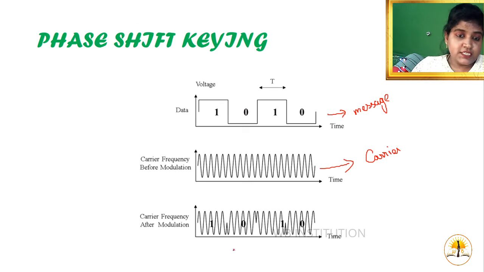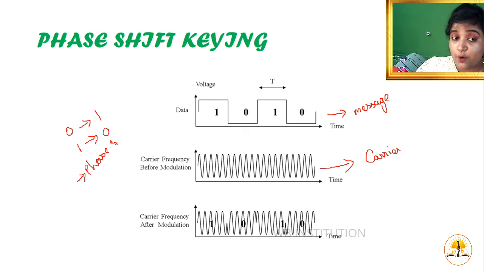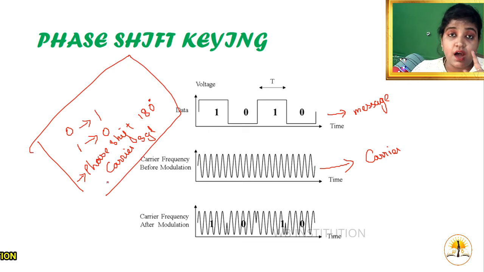In this we'll have only one mantra. What is that mantra? When there is a transmission from 0 to 1 or 1 to 0, the carrier signal shows a phase shift of 180 degrees. Understood? This is the only one mantra under phase shift keying. We'll check it out here by comparing your message signal as well as your carrier signal.